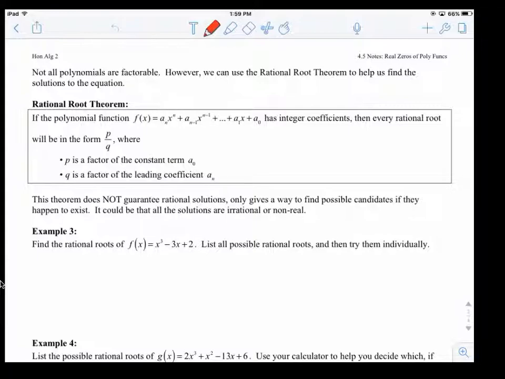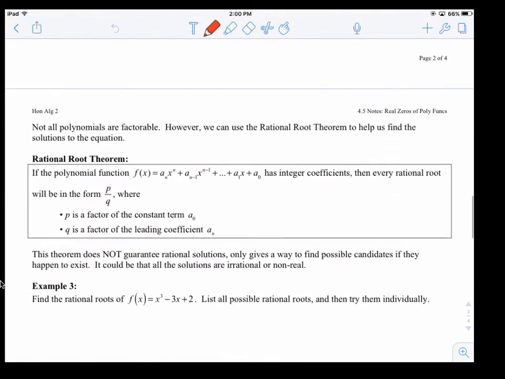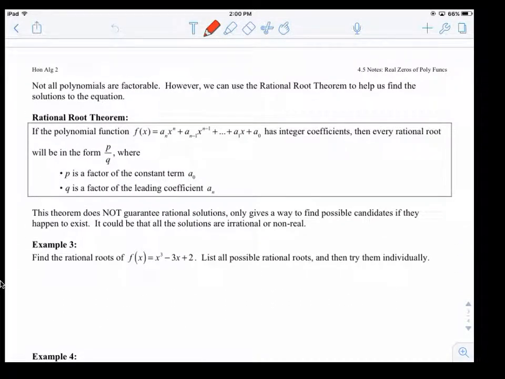Alright, so we did where we can factor the polynomials. Now we're going to look at trying to solve the equation when you can't factor. Some very smart mathematicians came up with this way called the rational root theorem.